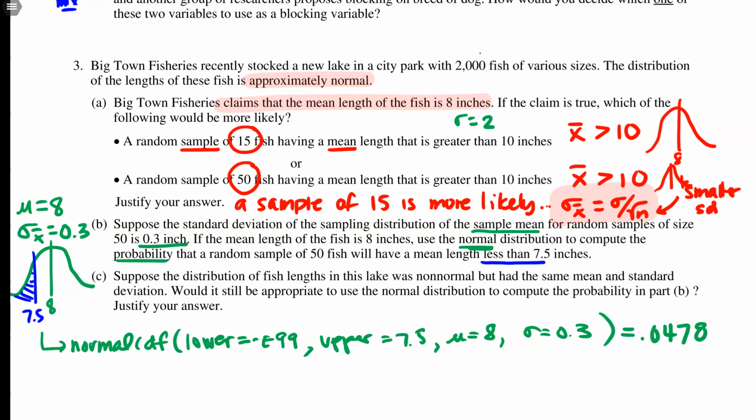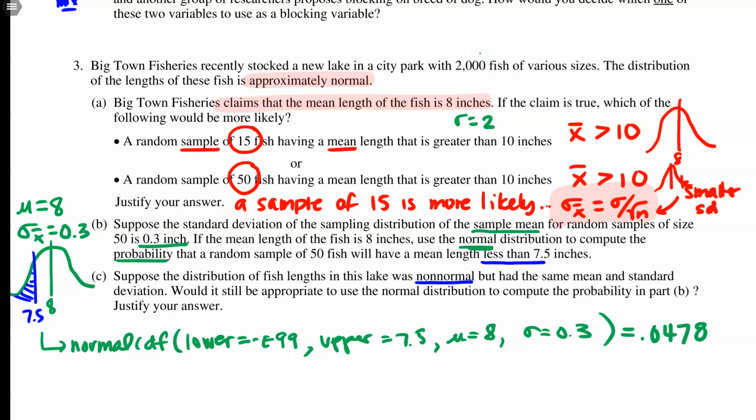All right, so part C. Suppose the distribution of fish is non-normal. Ooh, so now they're saying it wasn't normal to begin with, but had the same mean and standard deviation. Would it still be appropriate to use the normal distribution to compute the probability in part B? Justify your answer. So we need a couple of things whenever we're dealing with our samples, right?